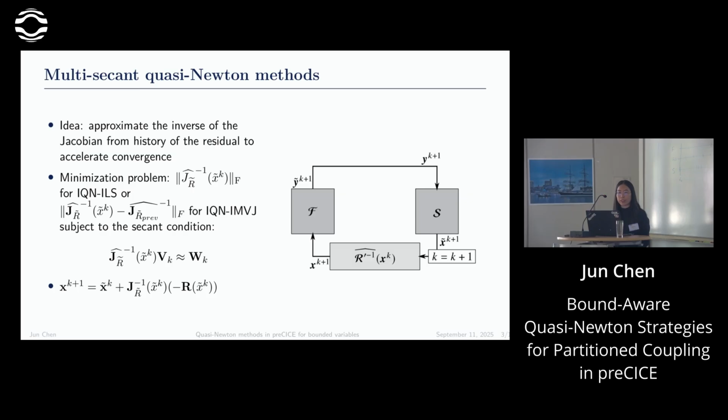And in ILS or IMVJ, we have two different minimization strategies. And after we get this approximation of the inverse Jacobian, we can use it to calculate the update and start the next iteration.